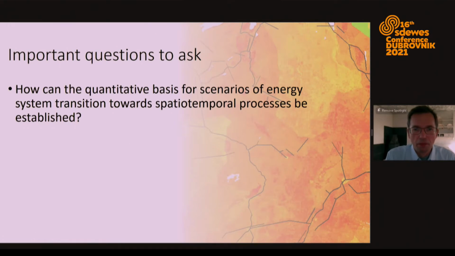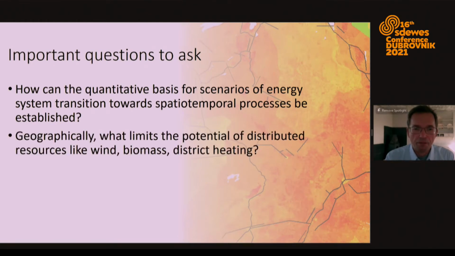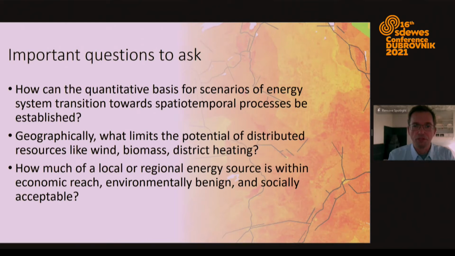Meaning that, of course, when we build energy scenarios, we are also always interested in figures. And these figures will look different. They will be based on geography and on space. Secondly, we need to find out what limits the potential of distributed resources like wind, biomass, district heating geographically. And as there is always a link between geographical phenomena like distance, location, distribution, we need to ask how much of a local or regional resource is within economic reach. But also how much is environmentally benign and how much is socially acceptable. And that the latter case is increasingly important can be seen by the resistance against new wind power projects in many countries.